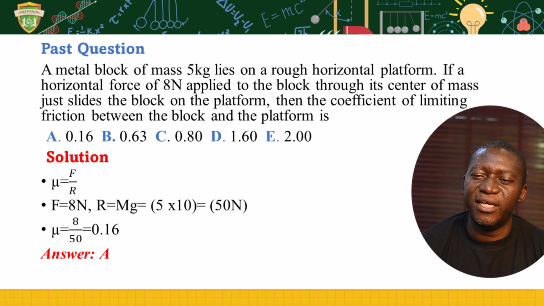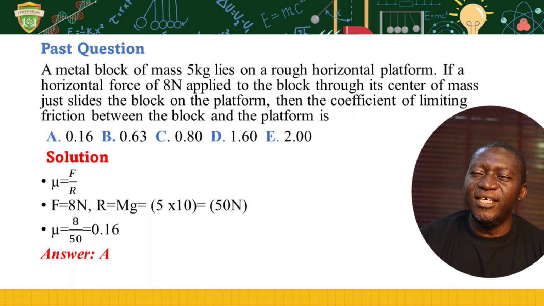The next question reads, a metal block of mass 5 kilograms lies on a rough horizontal platform. If a horizontal force of 8 newtons is applied to the block through its center of mass to just slide the block on the platform, then the coefficient of frictional force between the block and the platform is. This is similar to the question we just answered. They are looking for the coefficient of frictional force, and the coefficient of frictional force is the ratio of the frictional force to the normal reaction.